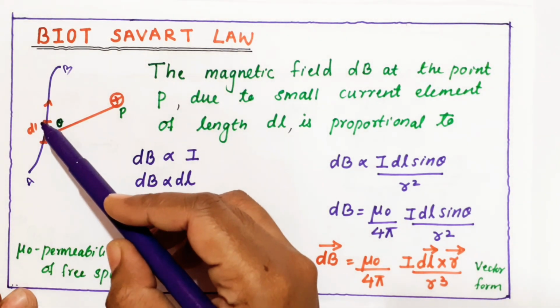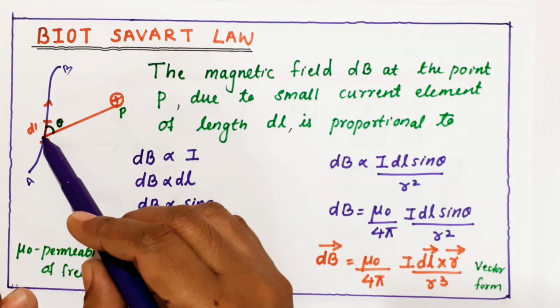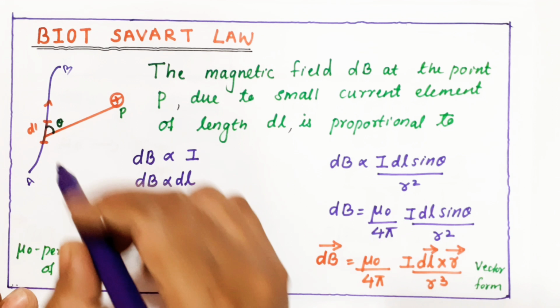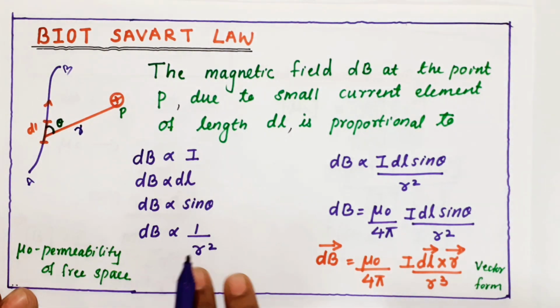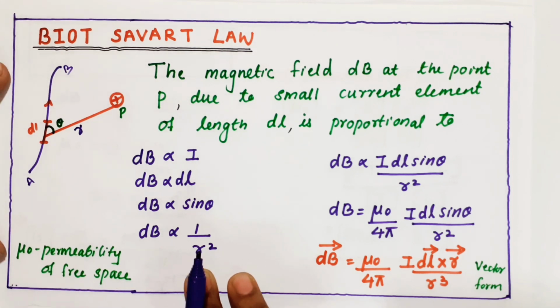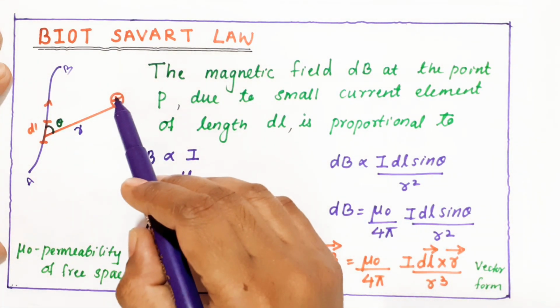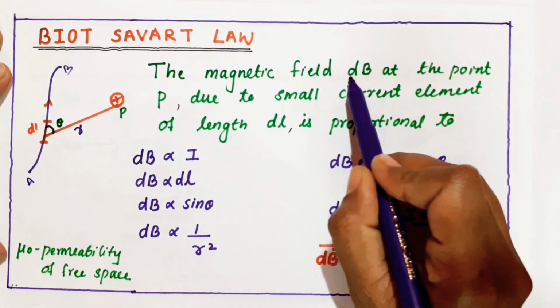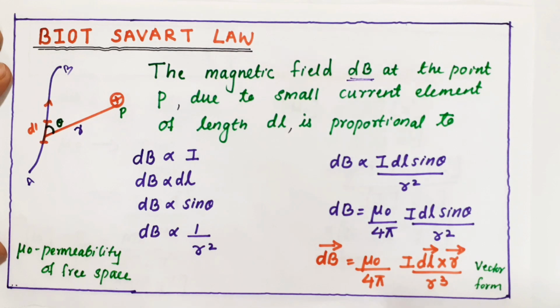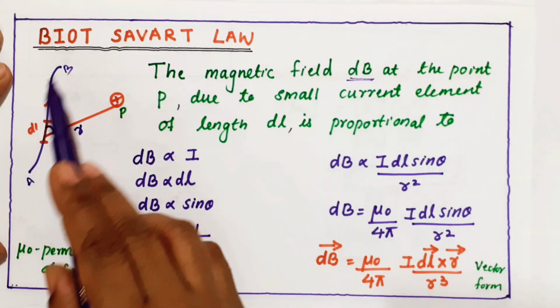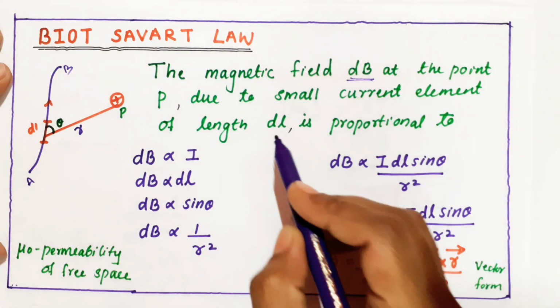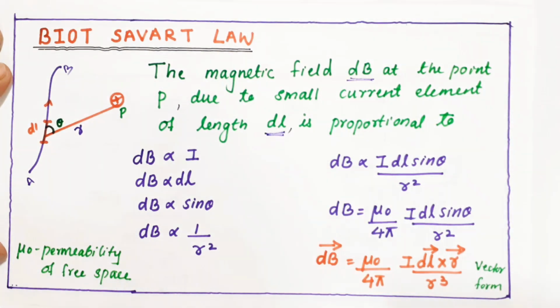Next, the line joining this element to the point makes an angle theta, and the distance of the point from the element is r. So according to the Biot-Savart law, the magnetic field at the point P is denoted with the letter dB, because we are taking a small element of length dl. I am not taking the total length, I am taking only the length element dl.